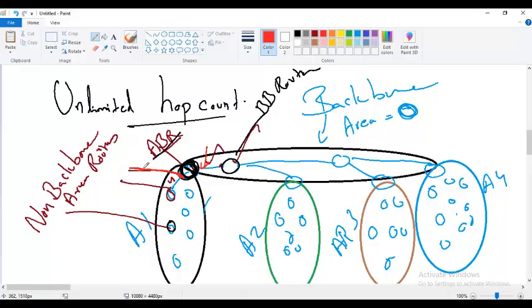So area ID is a number that we give to tell what area that link on the router belongs to. You may have all the links in the same area. For example, on this router, all the links are in the same area. But on this router, one link is in area 0, another link is in area 1. That's why that is called an ABR, area border router.